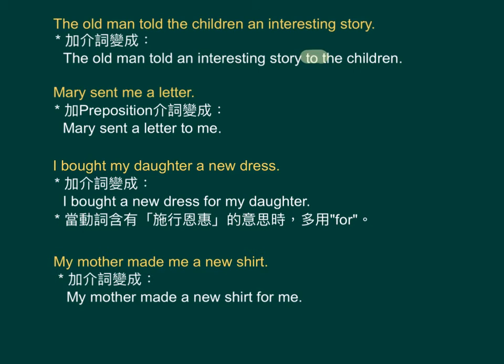Mary sent me a letter. 加 preposition 嘅介詞會變成 Mary sent a letter to me. I bought my daughter a new dress. 加介詞會變成 I bought a new dress for my daughter. 留意當動詞含有施行因為嘅意思嘅時候,多數會用 for。My mother made me a new shirt. 加介詞會變成 My mother made a new shirt for me.